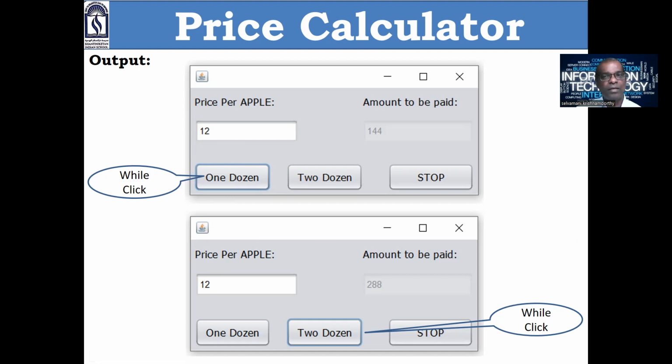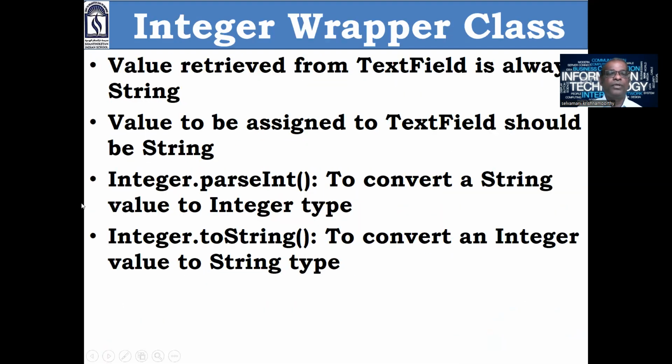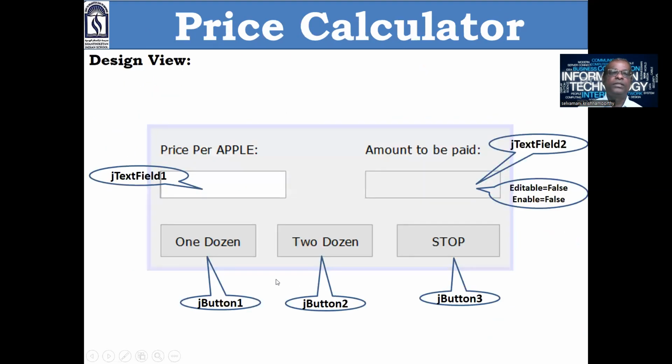This 144 is an integer number. That should be displayed in JTextField 2 as a string. Am I right? So this number 144 needs to be converted into the string 144. Then only can we display it in text field 2. This is our problem. See it here. That is why we are using parseInt to convert a string value to integer type, and toString to convert an integer value to string type. See it here.